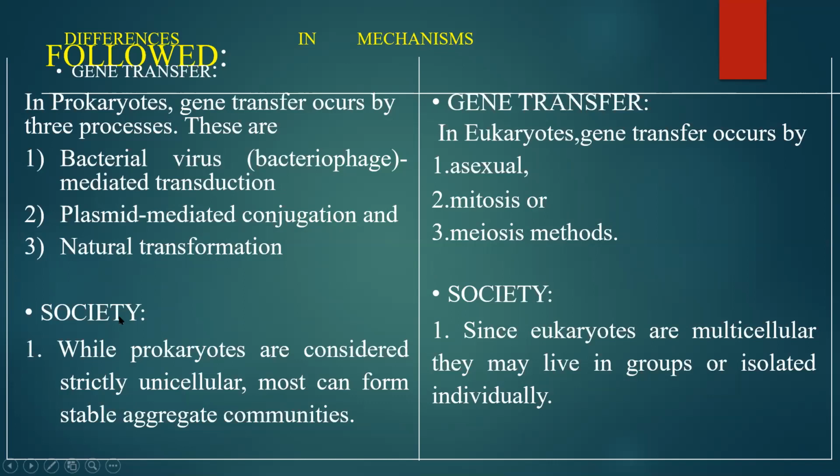Now social status. Prokaryotes are considered strictly unicellular, and most of them are stable in an aggregated community. Meaning you will not find a single cell; they are in an aggregated group, a community, forming something like a biofilm, a whole layer. Whereas eukaryotes are multicellular and may live in a group or in isolated form. You will be able to isolate one fungus, even a protozoa, which is not possible in bacteria, viruses or smaller prokaryotes.